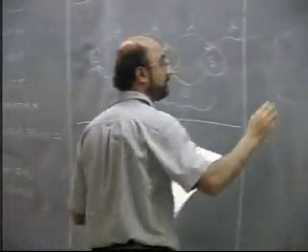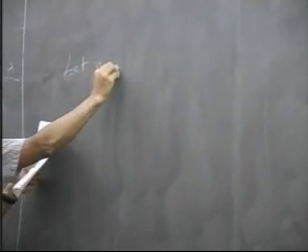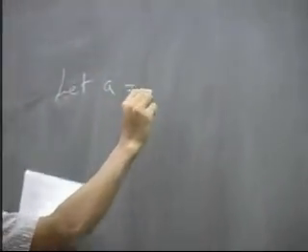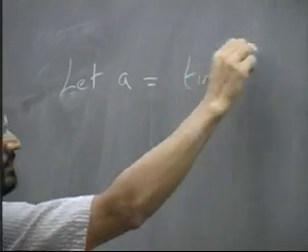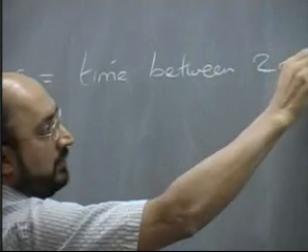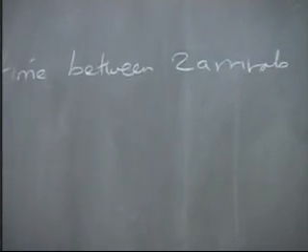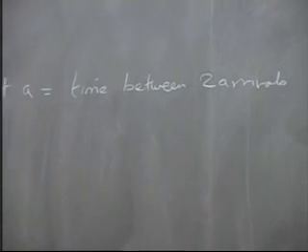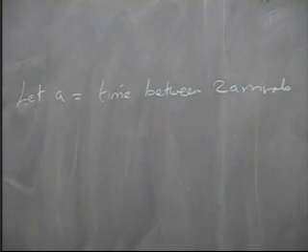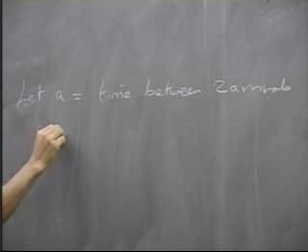Okay, I should keep this fast. So let A equal the time between two arrivals. That's just a random variable. Time between two arrivals, and as you can see, A takes some distribution. So we want to compute the cumulative.